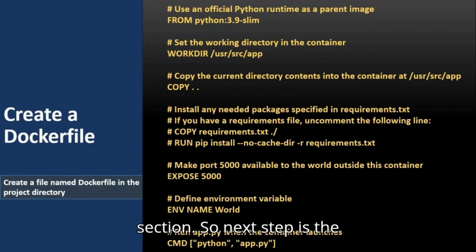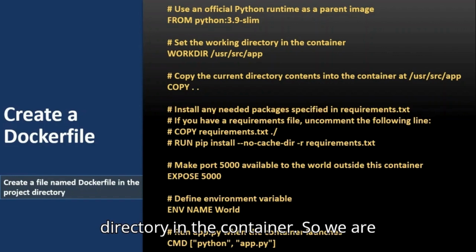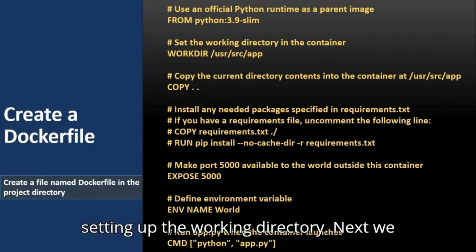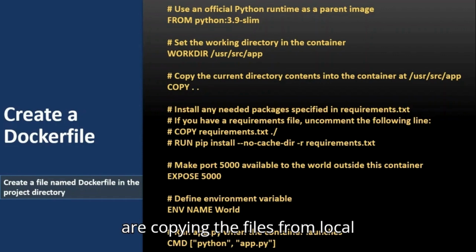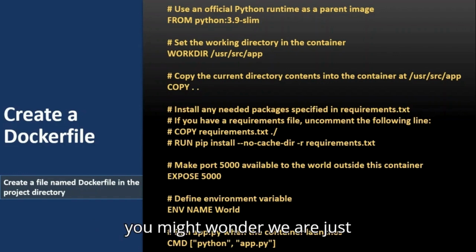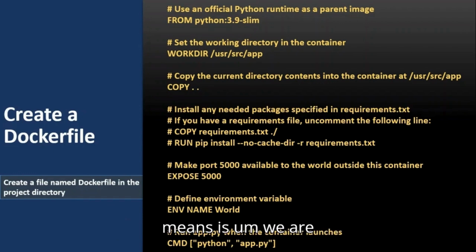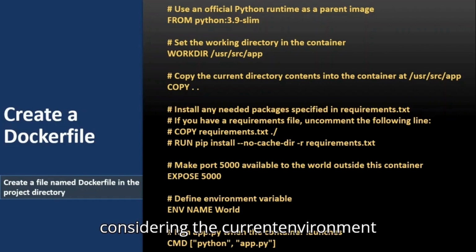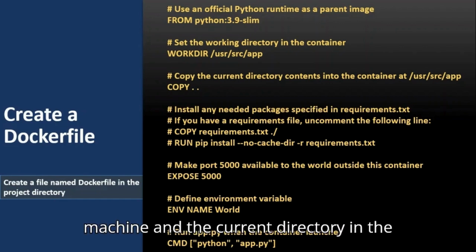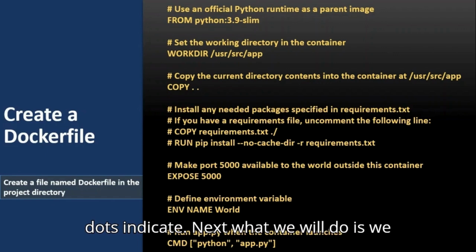So the next step is setting up the working directory in the container. Next, we are copying the files from local into the host using the COPY command. You might wonder, we are just keeping a couple of dots. What it means is we are considering the current directory in the local machine and the current directory in the host machine. That's what these two dots indicate.